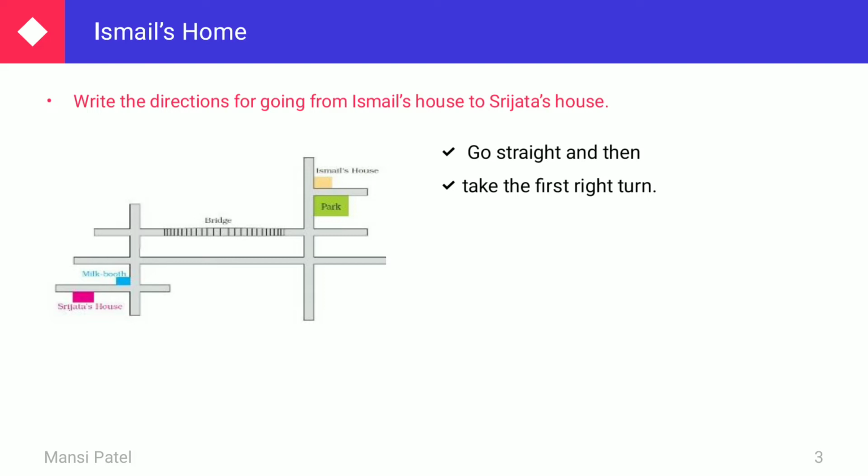See here, what is the meaning of go straight? Go straight means like this also. But after going straight, we have to say that you have to take the first right turn. When you are taking the first right turn, at that time you can see there is one bridge. So you have to say that first go straight, then take the first right turn. After that, they have to go straight, or we can say that after crossing the bridge.